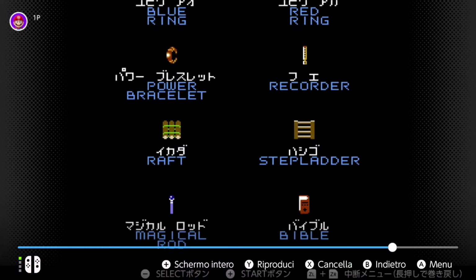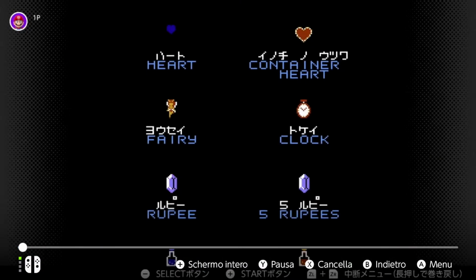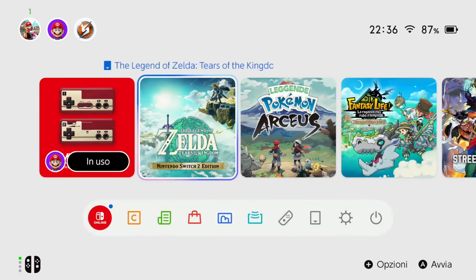So I've never heard it before. Okay. And yes, that's the raft which we need to access the next dungeon, as we'll see at this point next time. Oops. Let's go back to the game.